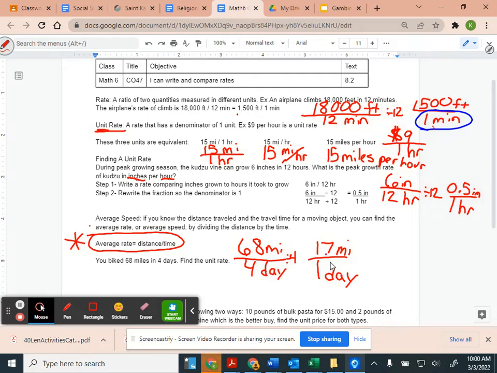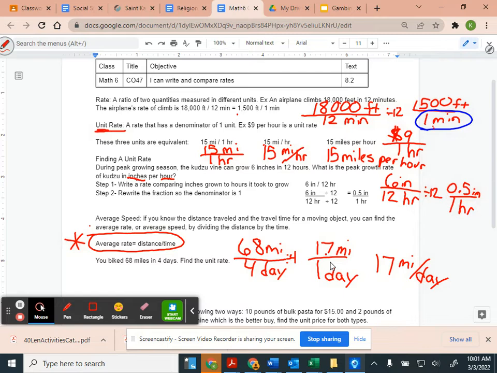17 miles per 1 day. So it would be 17 miles per day. I would accept it either way. They both mean the same thing. Remember, we had the 3 different ways to write it. So you could do it as 17 over 1. You could do it as 17 miles per 1 day. So you could write 17 miles per day.